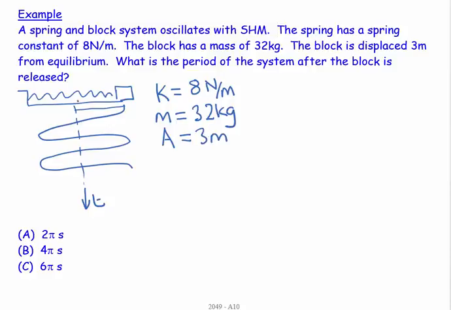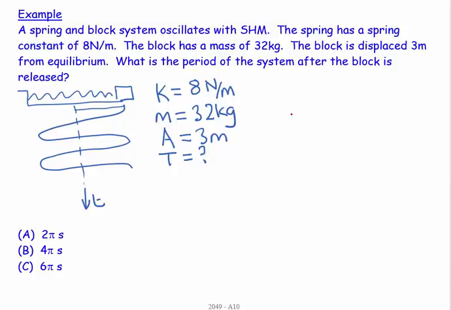It's 3 meters because we move it to the side 3 meters and then we let it go. That's basically, from a visualization point of view, it can never get further away than that 3 meters. So that's a way of telling you the amplitude without actually using the word amplitude. And then we say, what is the period of the system after the block is released? So we have T is equal to.